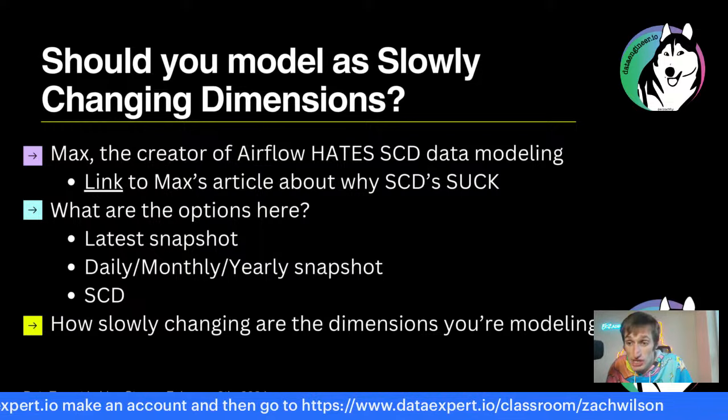Okay, so slowly changing dimension, type 2 loading. When you are loading your slowly changing dimension, there are two ways you can do it. The first way is you look at the entire history in one query, and it's inefficient because you process all the data in one go, and you just read the entire history. It's one query, and you're done, and you have all of it.